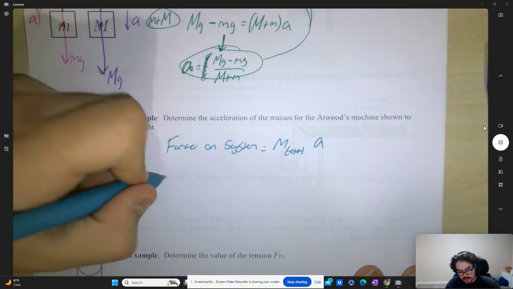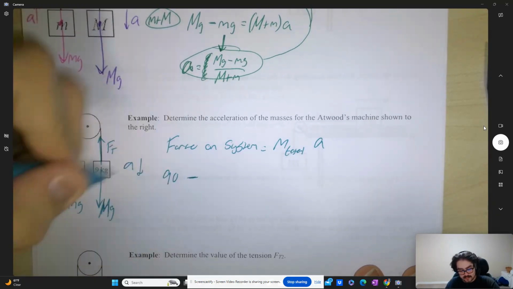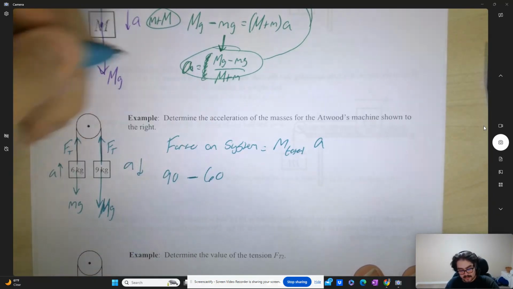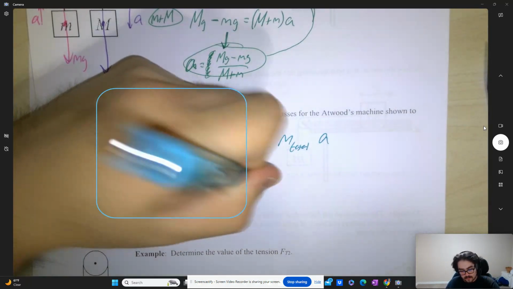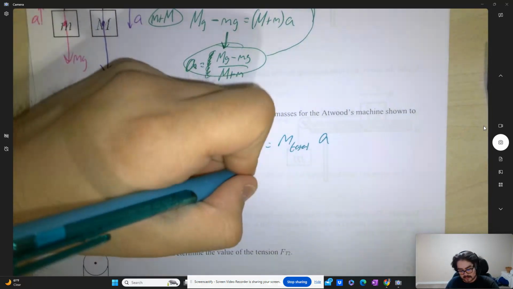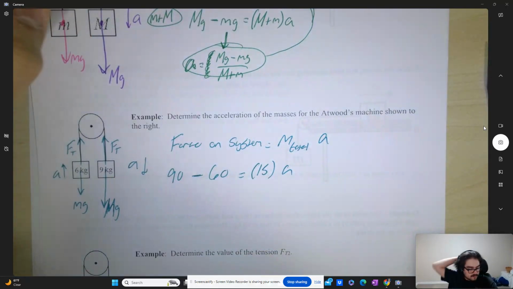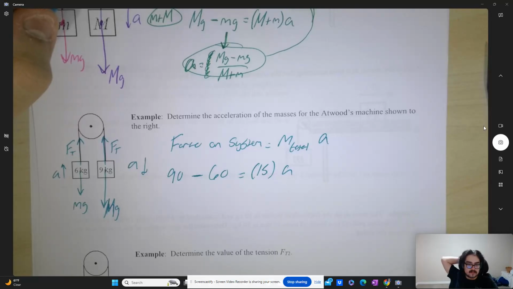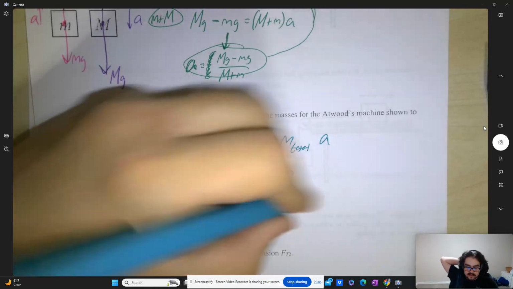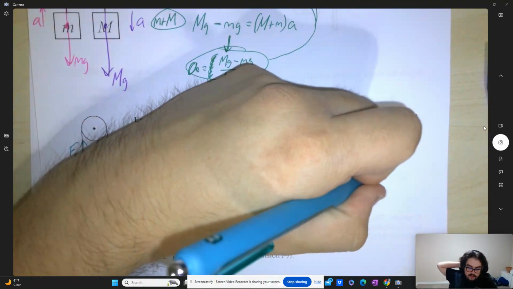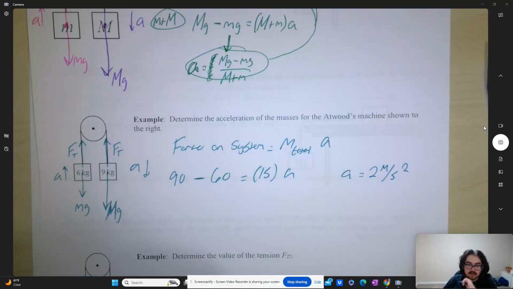So big mg, which is 90, we subtract from that 60, because that's the other one, and that should equal the total mass of the system. 9 plus 6 is 15, and then there's A. You should end up with 30 equals 15a, so then a would have to be equal to 2 meters per second squared. How does this work out?